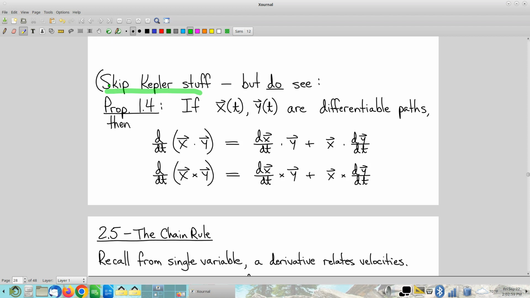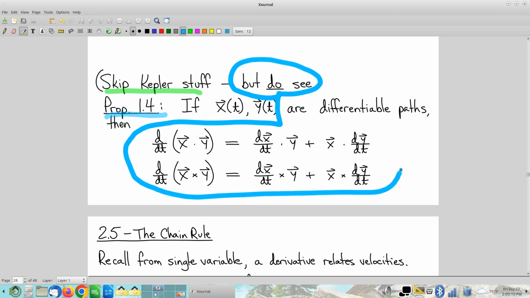That said, I do want to pick out, in particular, Proposition 1.4. You are responsible for these two equations right here, product rules of sorts for taking derivatives of vector valued functions. So make sure that you're comfortable with these. Everything else in the Kepler sections, you're not responsible for.